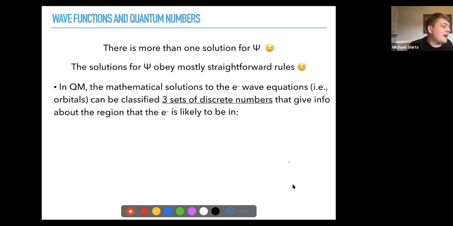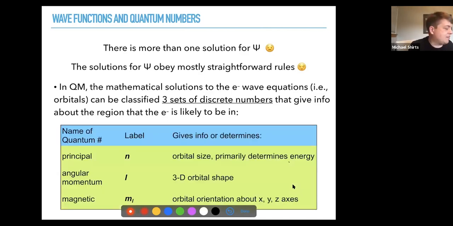So in quantum mechanics, the mathematical solutions of the wave equations, i.e. orbitals, we're starting to use atom descriptions now, not math descriptions, can be classified by 3 sets of discrete numbers. They're just integers. They give information about the region that the electron is likely to be in and the energies of it. So the name of these quantum numbers, the principal quantum number n, which gives information about the orbital size and is the major determinant of the energy of that orbital.